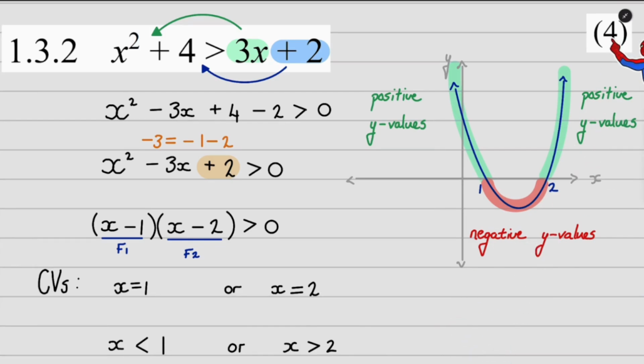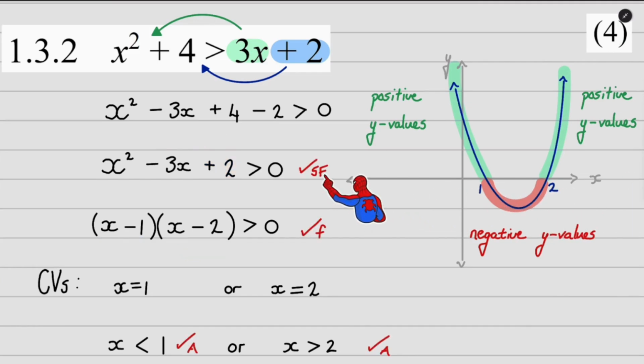Okay, let's have a look where these 4 marks come from. So first mark comes from standard form, boss. Okay, second mark comes from your factors. And then you get a mark for each answer.